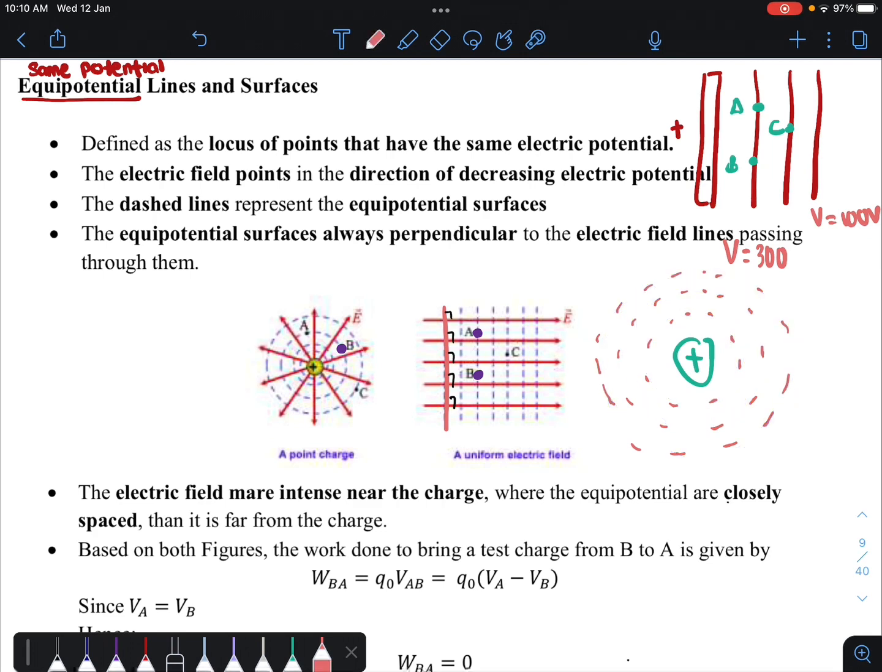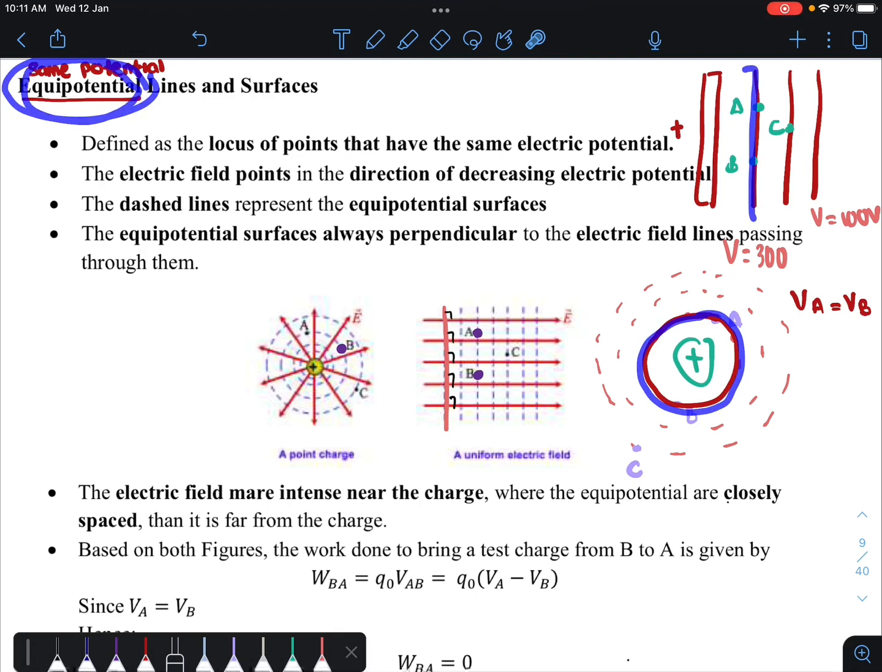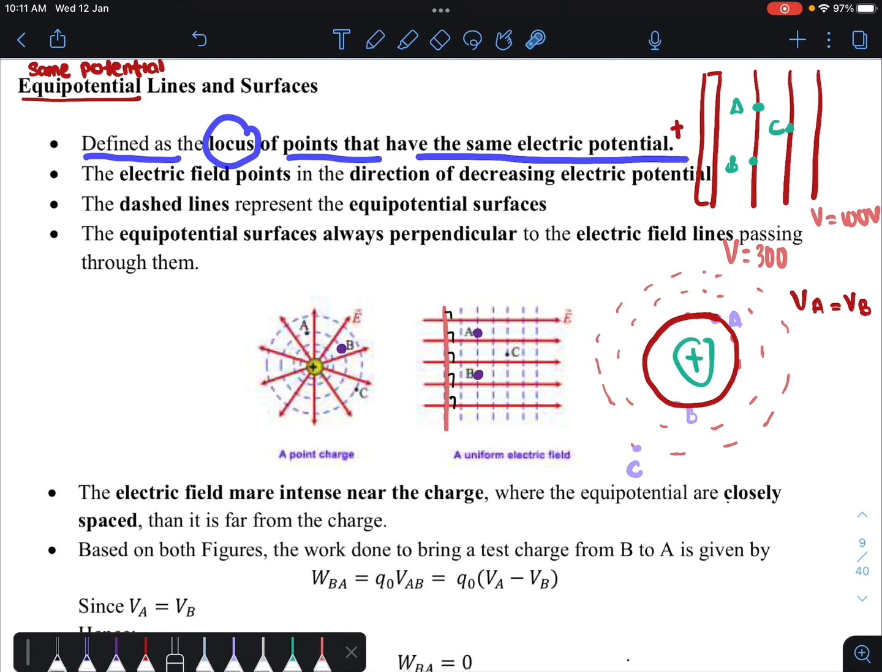Okay, so let's say kita panggil titik A kita duduk dekat sini, titik B duduk sini. Titik C duduk sini. And as you can see, your A and B are along the same surface. So VA akan sama dengan VB. Sebab mereka berada pada permukaan yang sama. So when you're along the same surface, you're going to have the same potential. When you're along the same line, you're going to have the same potential. Itu masuk equipotential lines and surface. Even when you look at the definition, dia cakap locus of points that have same electric potential. So surrounding dekat sini, around this locus you're going to have the same potential. Along this locus you're going to have the same potential.